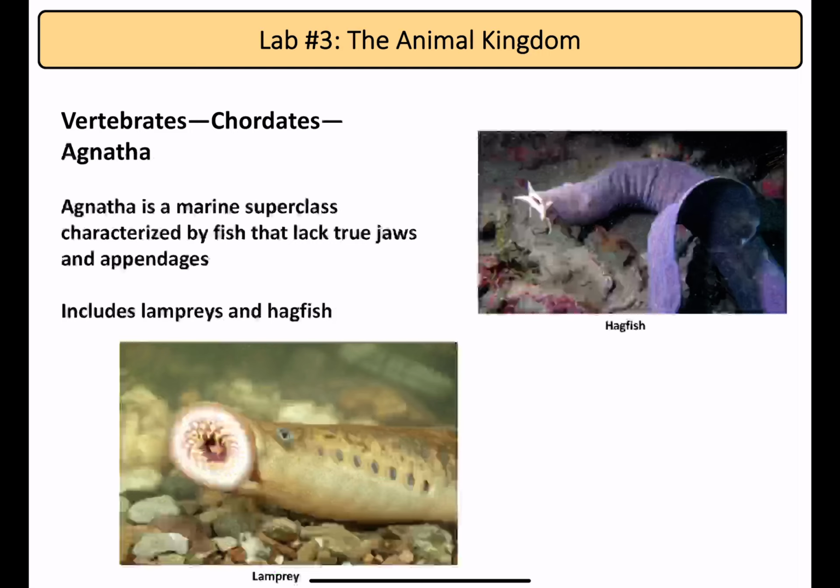So our first class within the chordate phylum is known as Agnatha. And this is a superclass of fish that lack jaws. They also do not have appendages, so they don't have fins, for instance. These include the lampreys and the hagfish. And you can kind of see, looking at its mouth, it looks kind of scary, kind of odd. It doesn't have a jaw to clamp down and bite.